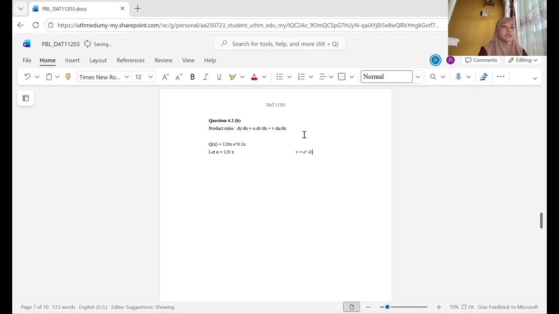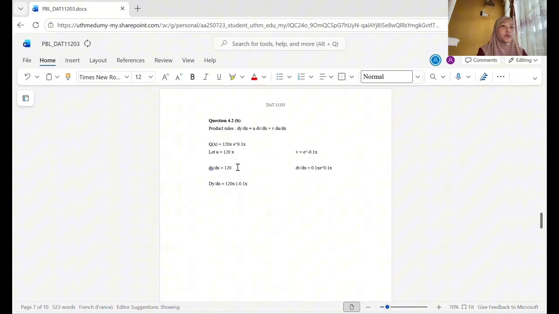To find the maximum point, we first differentiate the equation using the product rule because this equation involves multiplication between two functions. The product rule is dy over dx equals u dv over dx plus v du over dx. Next, we let u equals 120x and v equals e to the power of negative 0.1x. Then we differentiate both functions.